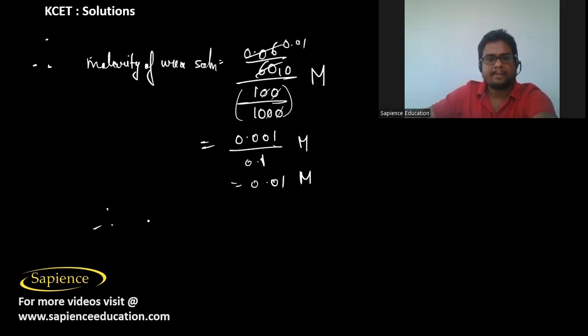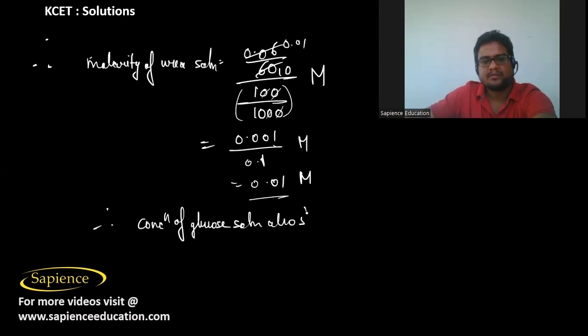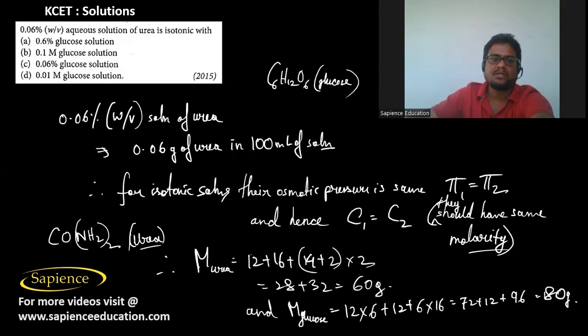So therefore, the concentration of the glucose solution should also be the same. Therefore, the concentration of the glucose solution also should be 0.01 molar only, so as to be isotonic with this urea solution. So option D is the correct answer.